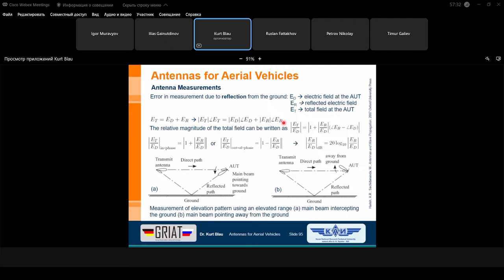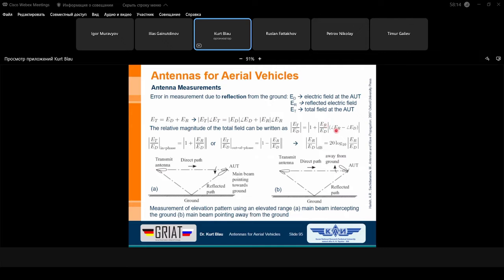We can write this in this way. We have the total electrical field, the magnitude, divided or related to the electric field at the antenna under test. And it's only mathematics. If you divide this part of the formula by ED, then you have this one, and then you have here the quotient of the reflected part divided by ED, only the magnitudes. It's shown here, and it's clear because of the vector in the brackets here.